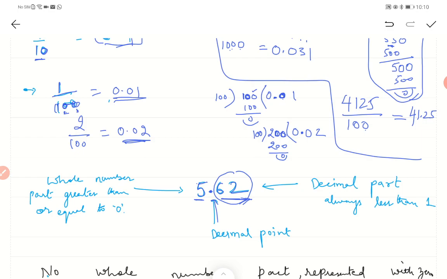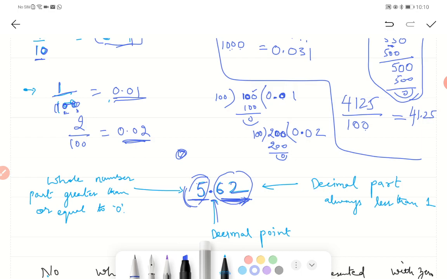Okay, and this whole number, as we know, all whole numbers are greater than or equal to 0. They start from 0, isn't it? So a whole number can be 0 or greater than 0. So the decimal part is always less than 1, and the whole number part is greater than or equal to 1.